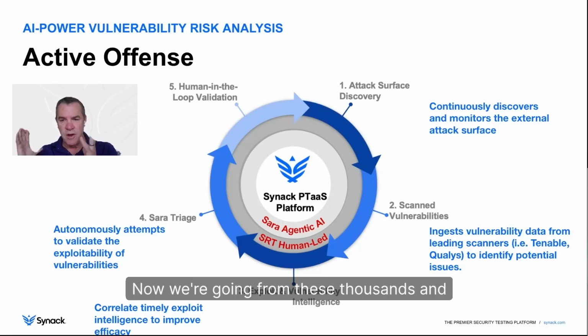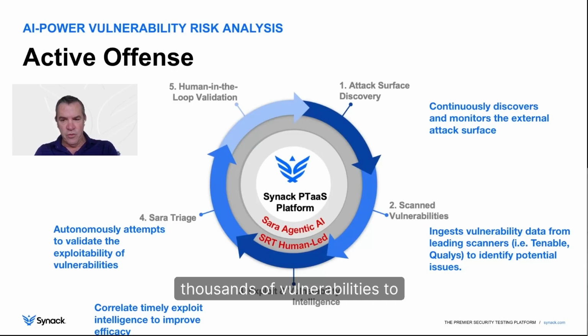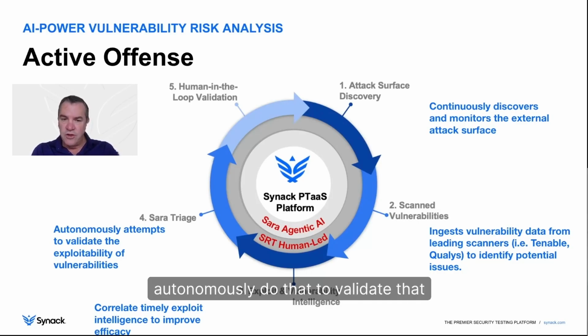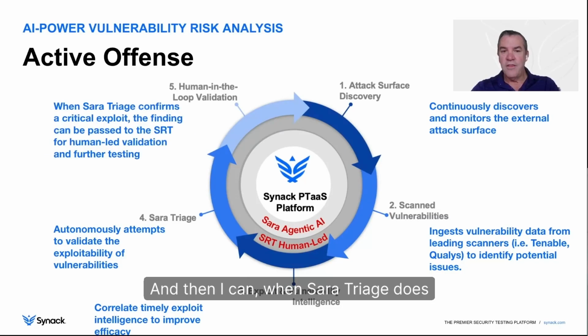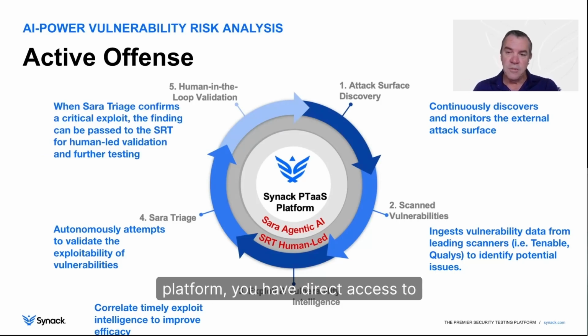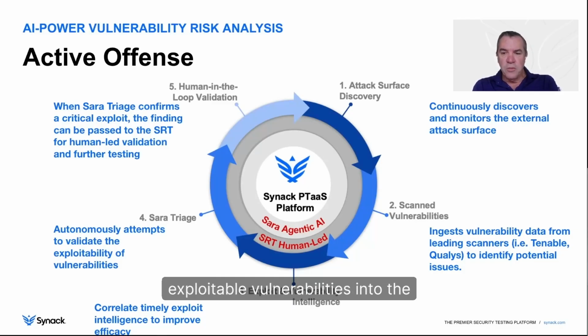Now we're going from these thousands and thousands of vulnerabilities to hopefully a smaller subset, right? We're looking for the signal in the noise here, and having the agent autonomously validate that something is exploitable is super powerful. So now I can get a shorter list that I can act on. And when Sara Triage does confirm it, because it's built into the platform, you have direct access to humans to validate. You can push those exploitable vulnerabilities into the right processes and take the right action.